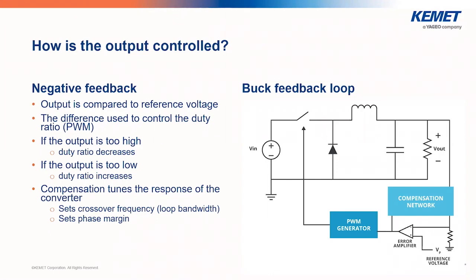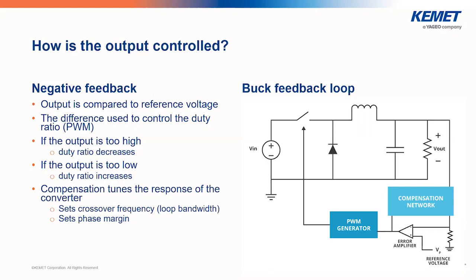If the output's too high, the duty ratio will decrease, and if it's too low, the duty ratio will increase. So if we think back a couple slides, when the load increased and the output voltage dipped, this dip will be sensed by the feedback loop, causing an increase in duty ratio. This will ramp up our ripple current to the new level and recharge the capacitors, bringing up the output to the nominal voltage. Once the voltage is back where it's supposed to be, the feedback returns the duty ratio to its steady state value.